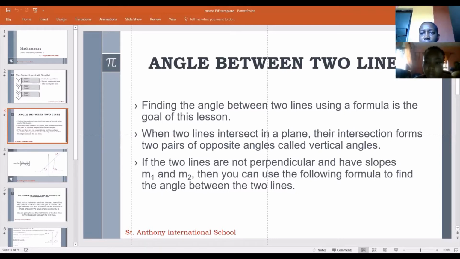When two lines intersect in a plane, their intersection forms two pairs of opposite angles called vertical angles. Now, if the two lines are not perpendicular and have slopes M1 and M2, then you can use the following formula to find the angles between lines. So today, I'll be showing you how to find angles between two lines where you have M1 and M2. Now let's look at a diagram to buttress this point.